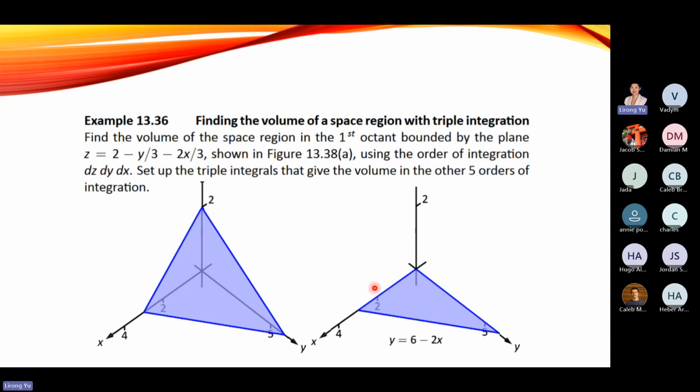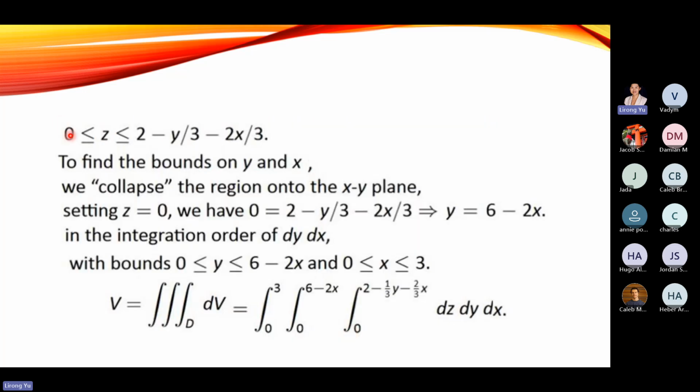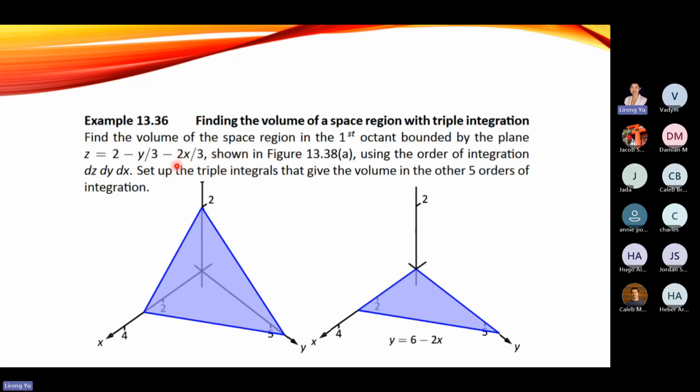In this picture already displayed, the one on the left shows the volume that we want to calculate. The smallest value for z is 0. The highest value for z is on that surface. So z goes from 0 to the surface formula. The surface is z equal to 2 minus y over 3 minus 2x over 3. So that's our boundary for z, the integration limit for z.